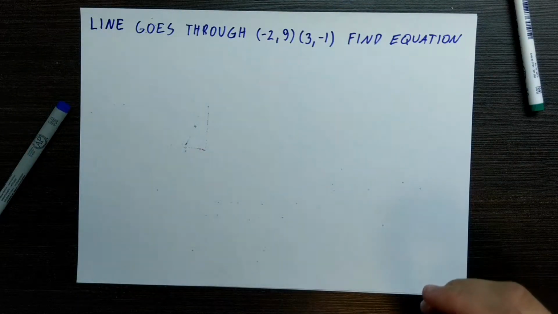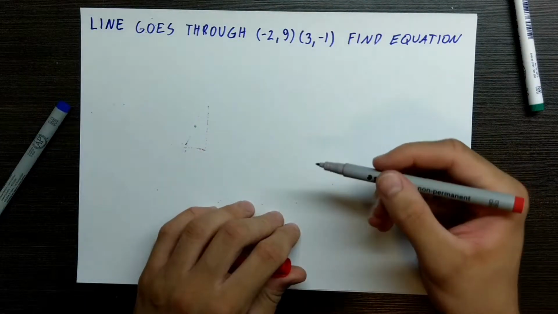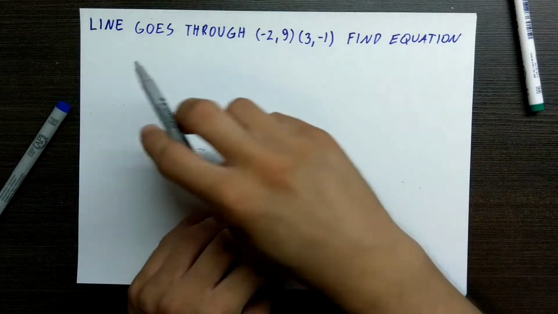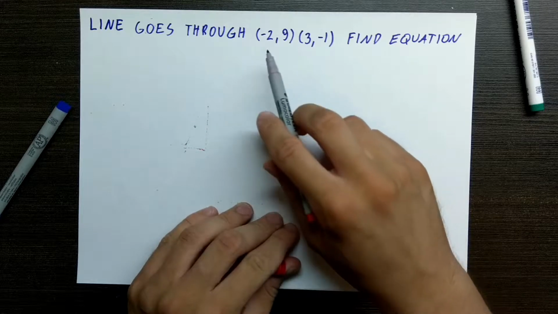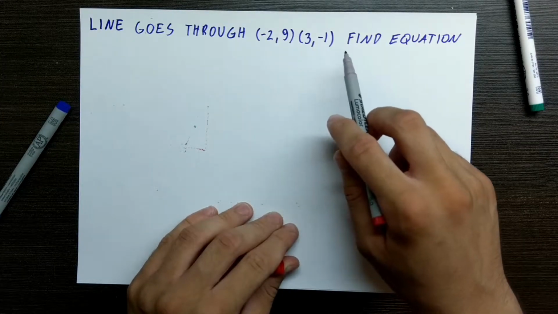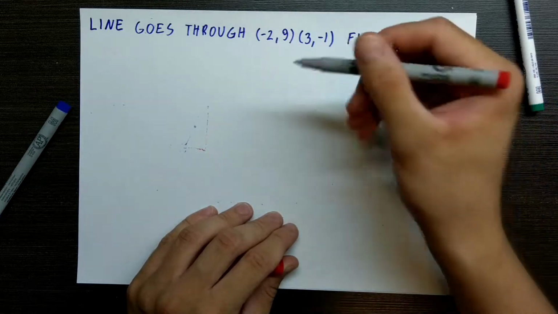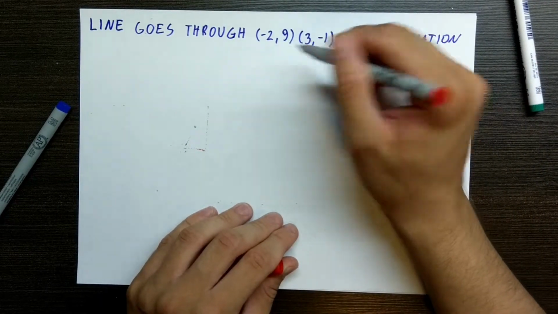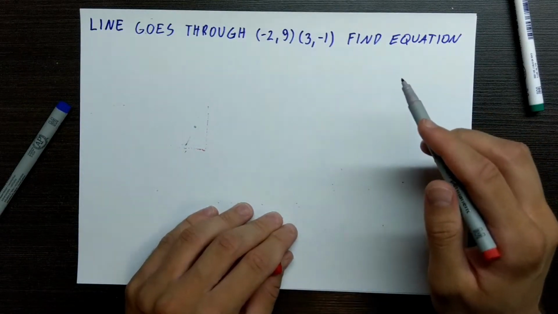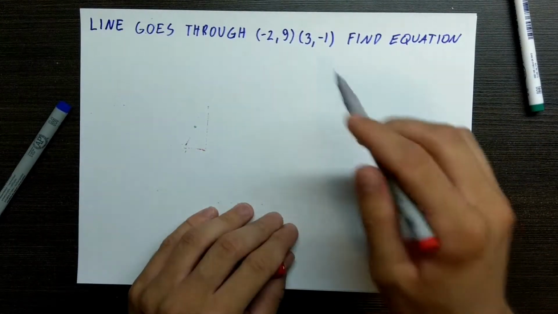Now, what happens if we do not have the graph? If we have a question like this, where a line goes through (-2, 9) and (3, -1), find an equation. So a line goes through these 2 points. And now we need to find an equation of that line to describe it without having a graph.